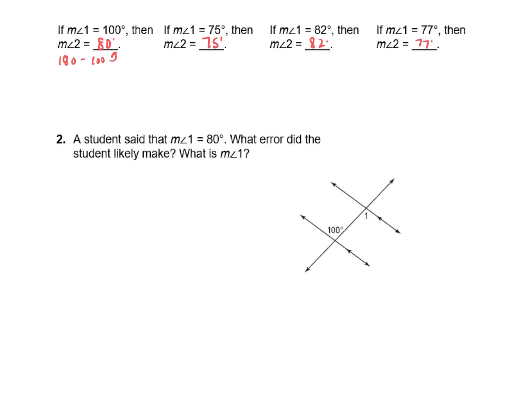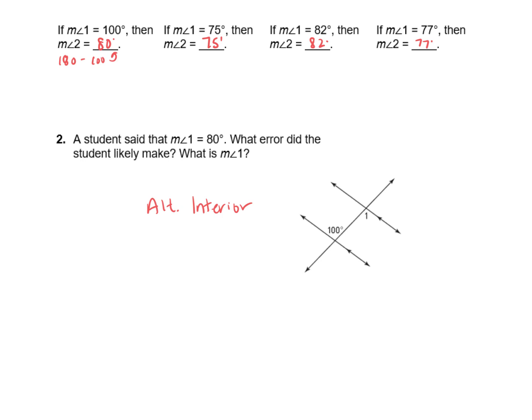Okay, a student said that the measure of angle 1 equals 80 degrees. What error did the student likely make? What is the measure of angle 1? So we've got parallel lines cut by a transversal. We have this angle and this angle. So what angle pair is that? They're on the interior of your parallel lines, and they are on the alternate sides of the transversal. So those are alternate interior angles.